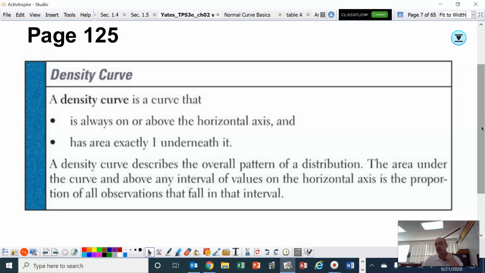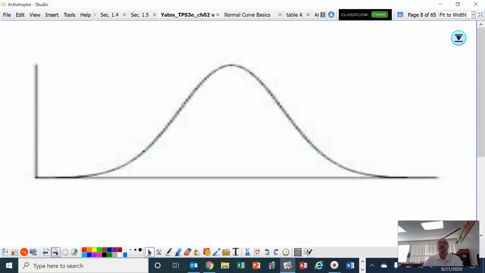Remember we've talked about skewed left, skewed right. We're still talking about the overall pattern. That is one of the things we always do when describing a distribution, is talk about the pattern, because the pattern is telling us something. The area under the curve and above any interval of values on the horizontal axis is the proportion of all observations that fall in that interval. We will get to that in the next lesson. Today we're just going to talk about the density curve and the properties of it.